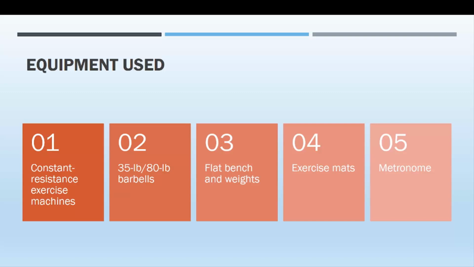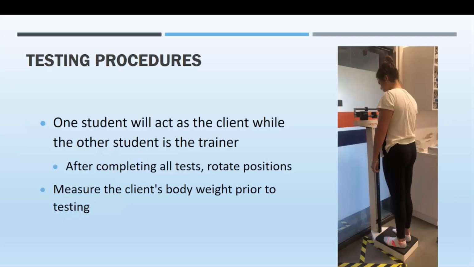Equipment needed includes a constant resistance exercise machine, otherwise known as cable actuated, barbells, this would be 35 pounds for women and 80 pounds for men, a flat bench and weights, barbells or dumbbells, exercise mats, and a metronome. So this lab does have a rather simple setup.